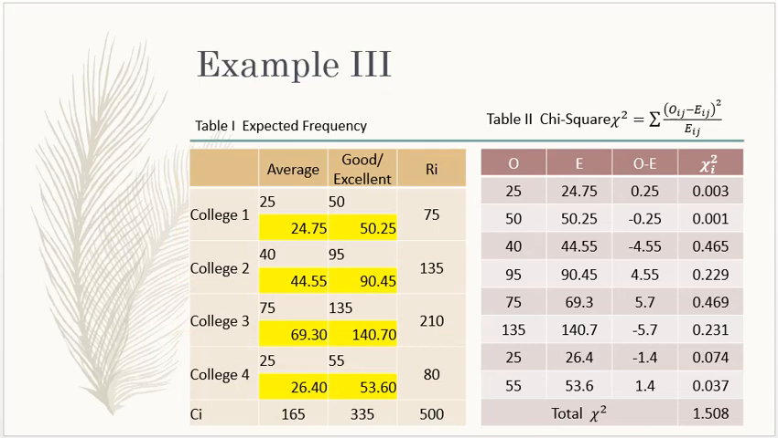Okay, the observed values and theoretical values are given. Then I want to calculate (OI minus EI) squared by EI, which is chi squared, and the sum of this will give you the chi squared value. Okay, so it turns out to be 1.508.